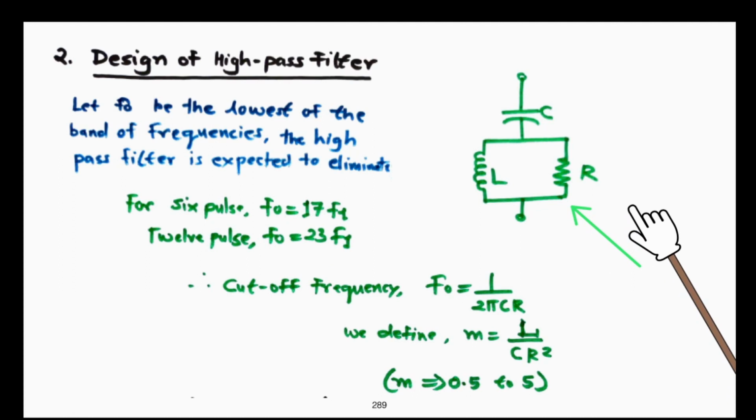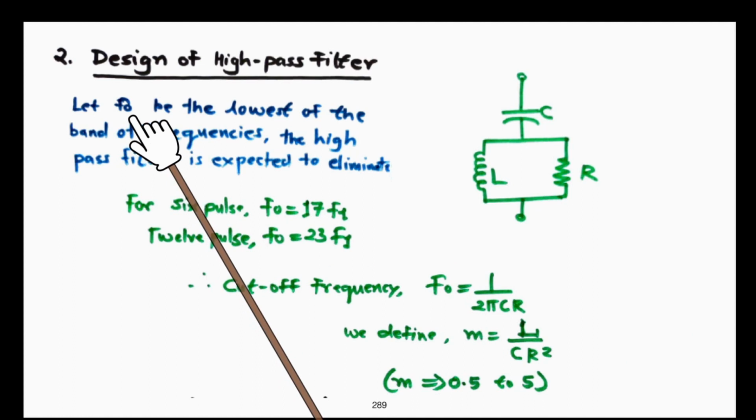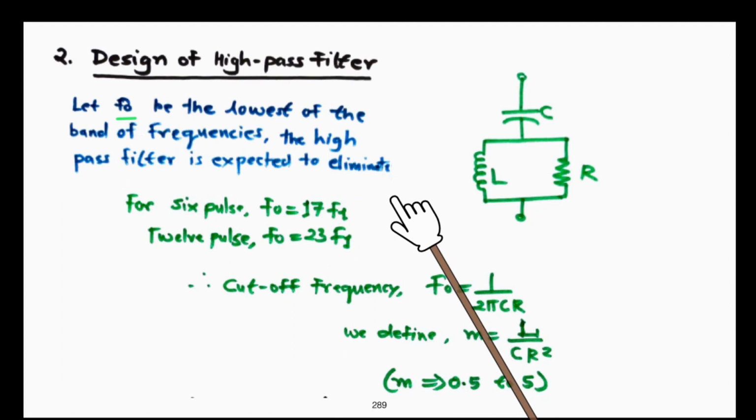This is a second order type of high pass filter consisting of three components, R, L, C, and the filter is designed to provide low impedance for frequencies above a selected cutoff frequency. So let F0 be the cutoff frequency, from where all higher order frequencies we would like to eliminate.